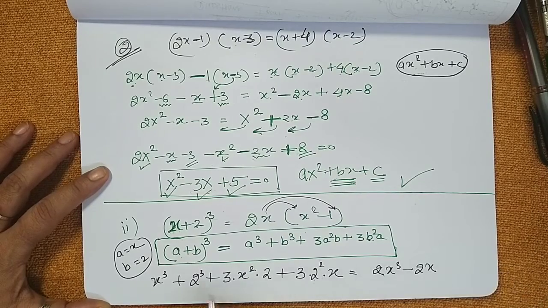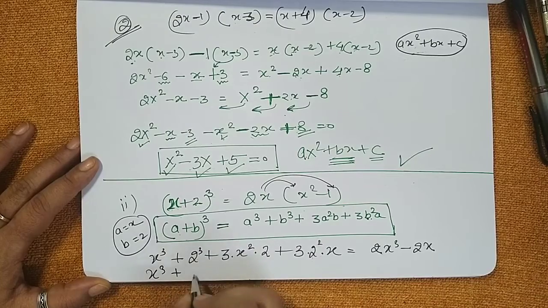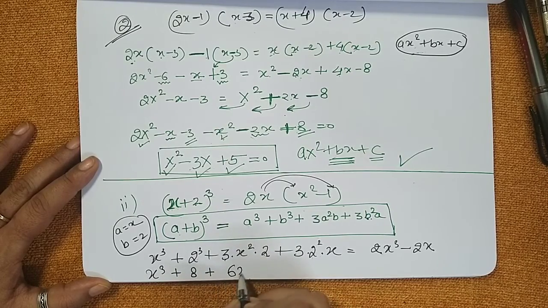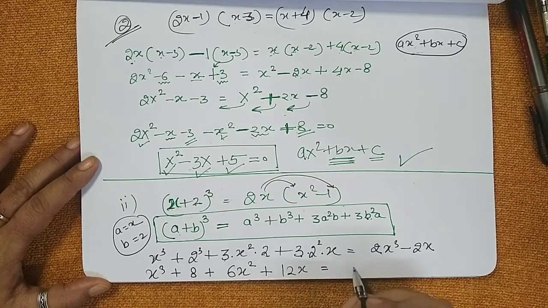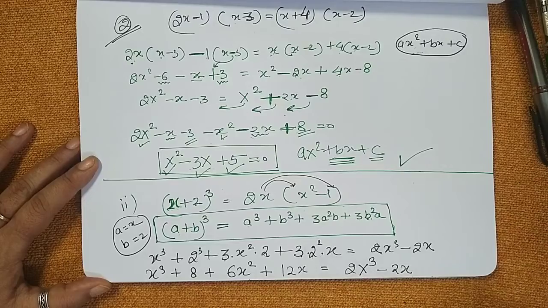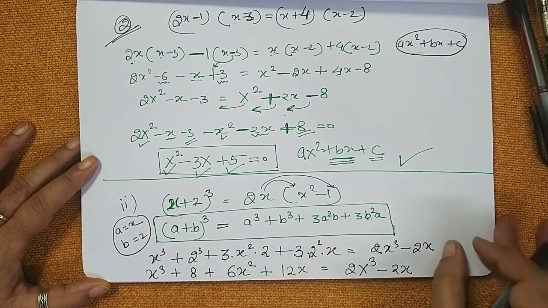Okay. Now let me simplify a little bit more. x cube plus this is 8, plus 3 twos are 6x square, plus 3 times, what is 2 square? 4. 4 threes are 12x, is equal to 2x cube minus 2x. Okay. We are still not done because we need to bring all the terms on one side.